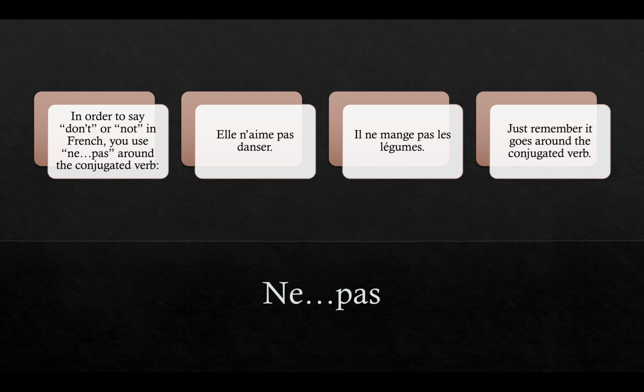So in French, in daily French speaking, you often do not hear the ne at all. You would hear elle n'aime pas danser, elle aime pas danser. You would hear that. Elle aime pas danser, il mange pas. You don't hear the ne, but you always have to hear the pas to get the negative. And you just remember it goes around the conjugated verb. And the reason I stress the conjugated verb is because in the passé composé, the conjugated verb is always avoir or être. It's not the past participle. So just always remember the conjugated verb.